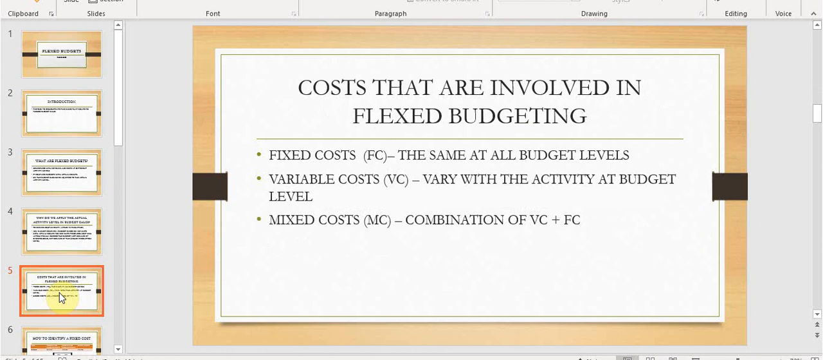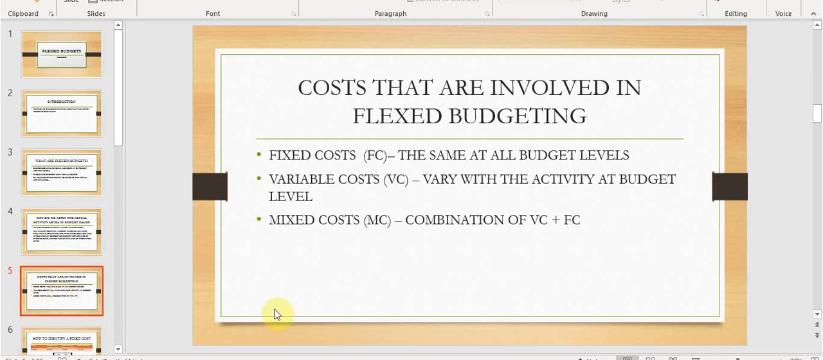Right, costs that are involved in your flexed budget. If we are calculating a flexed budget, there are a number of costs that we are working with, and these should already be familiar to you. The first one is fixed cost. That is the cost that is the same at all budgeted levels. Then we have our variable cost. As the name indicates, it varies with the activity level of the budget. And then we have mixed costs.